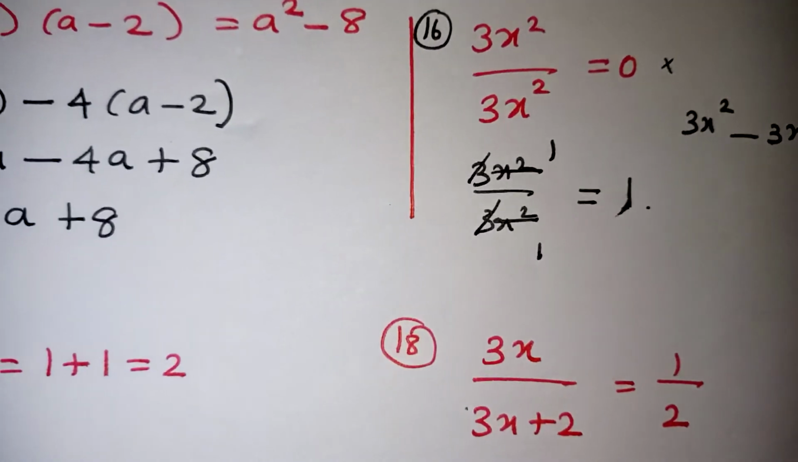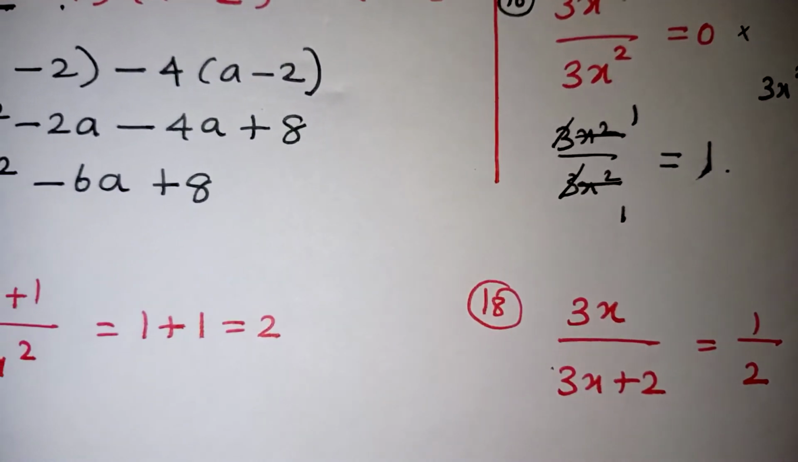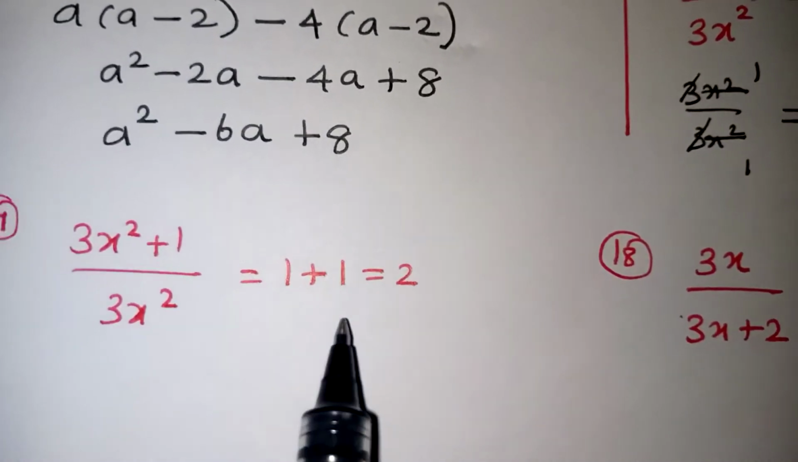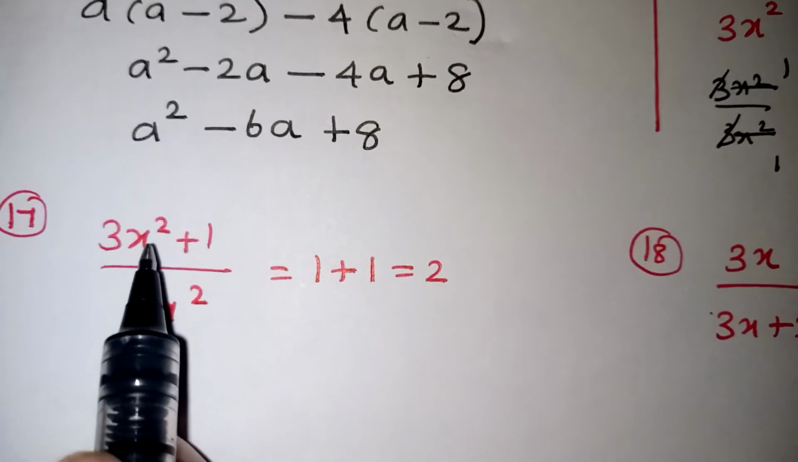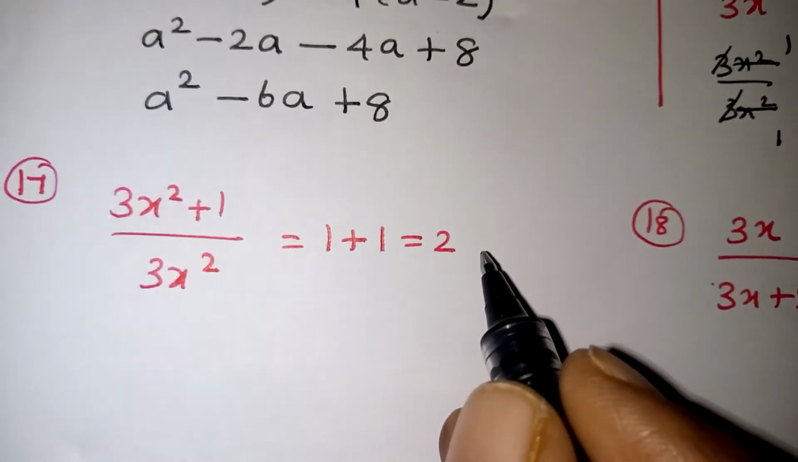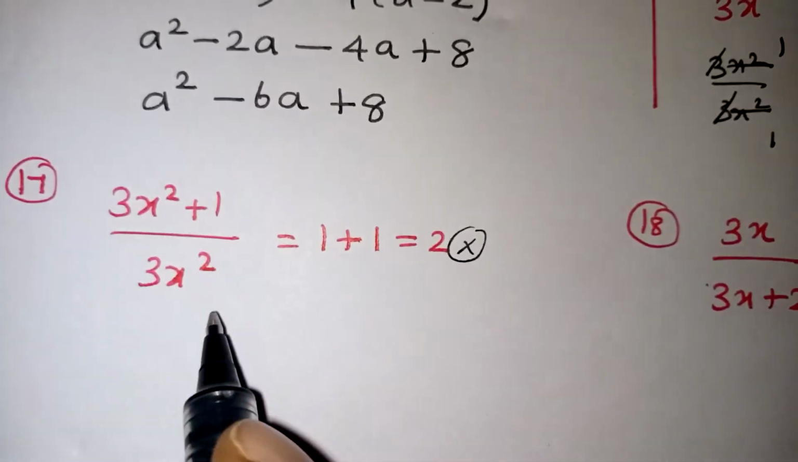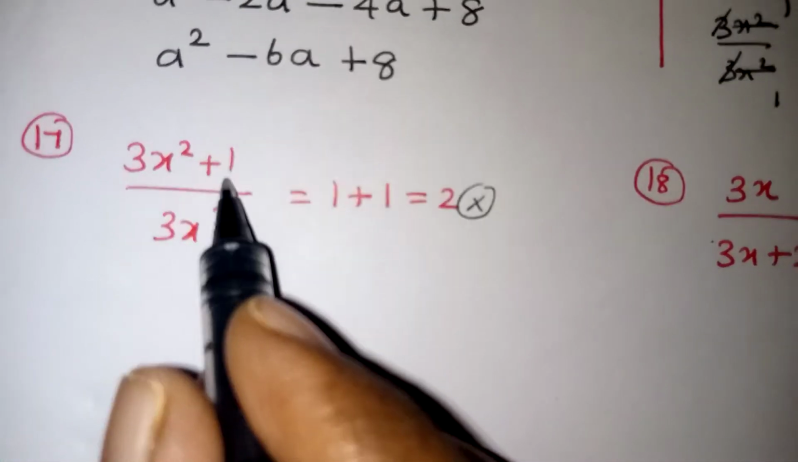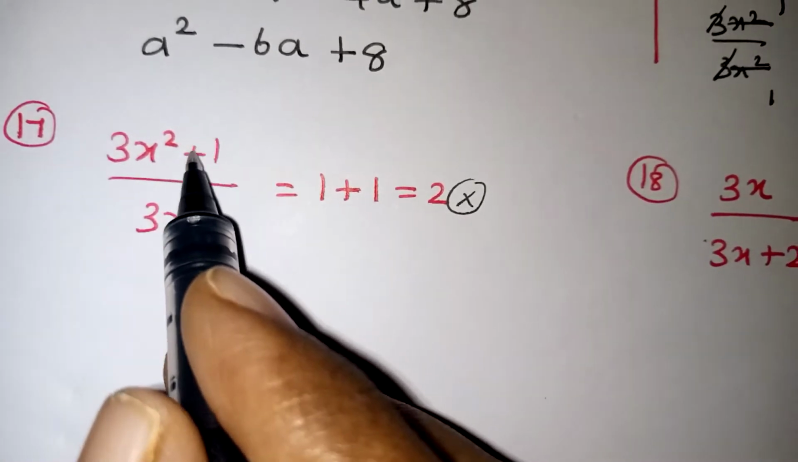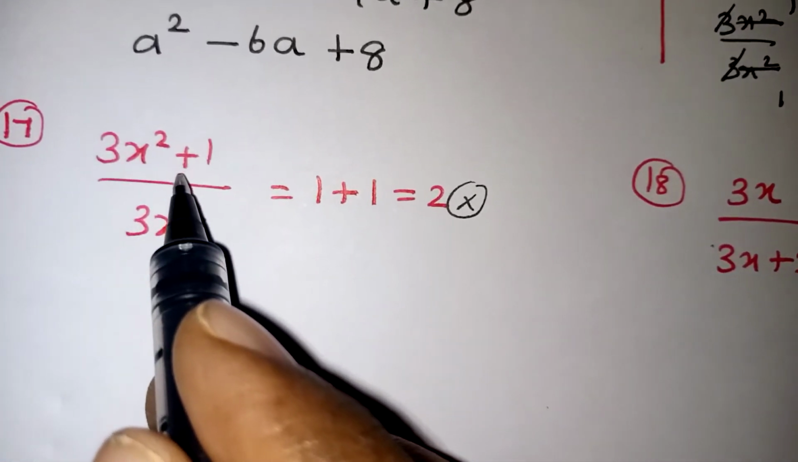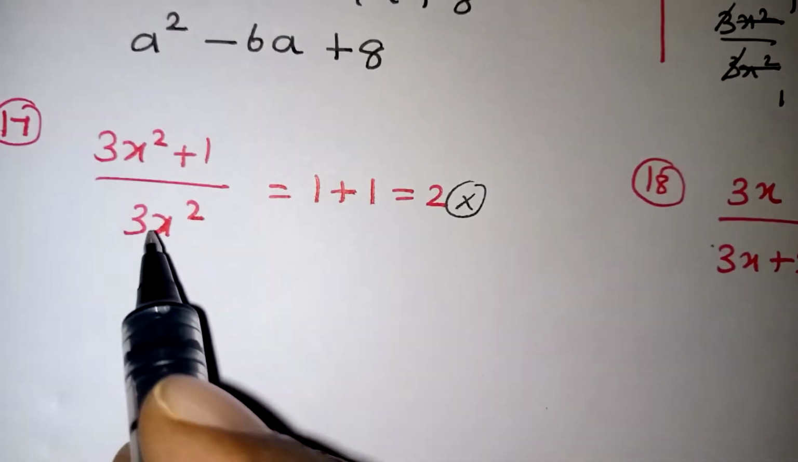Now coming to question number 17. (3x squared plus 1) by 3x squared is the question. According to the statement, they have cancelled the 3x squared and written 1 plus 1 equal to 2. Definitely we can't do like this, because 3x squared cannot be cancelled while we have an addition sign or a subtraction sign. When it is in multiplication, we can cancel it easily, but during addition, we cannot cancel it for one term.